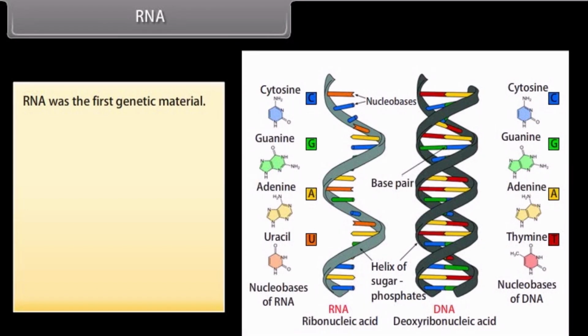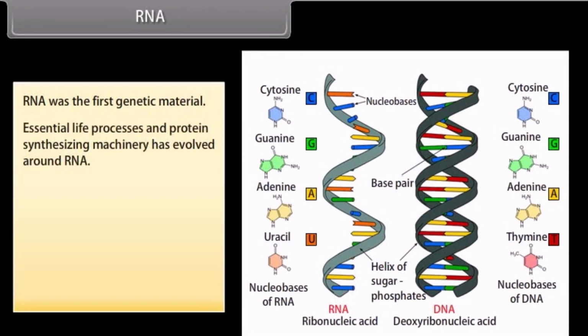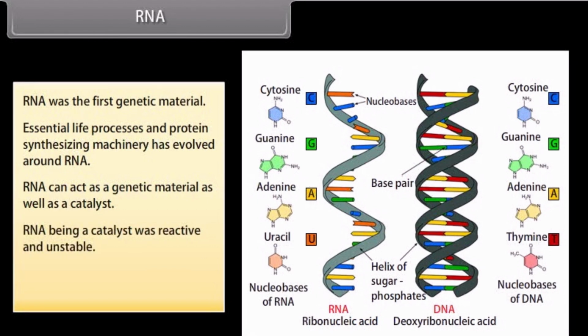RNA. RNA was the first genetic material. Essential life processes and protein synthesizing machinery have evolved around RNA. RNA can act as a genetic material as well as a catalyst. RNA, being a catalyst, was reactive and unstable. Thus, DNA evolved as a stable genetic material from RNA.